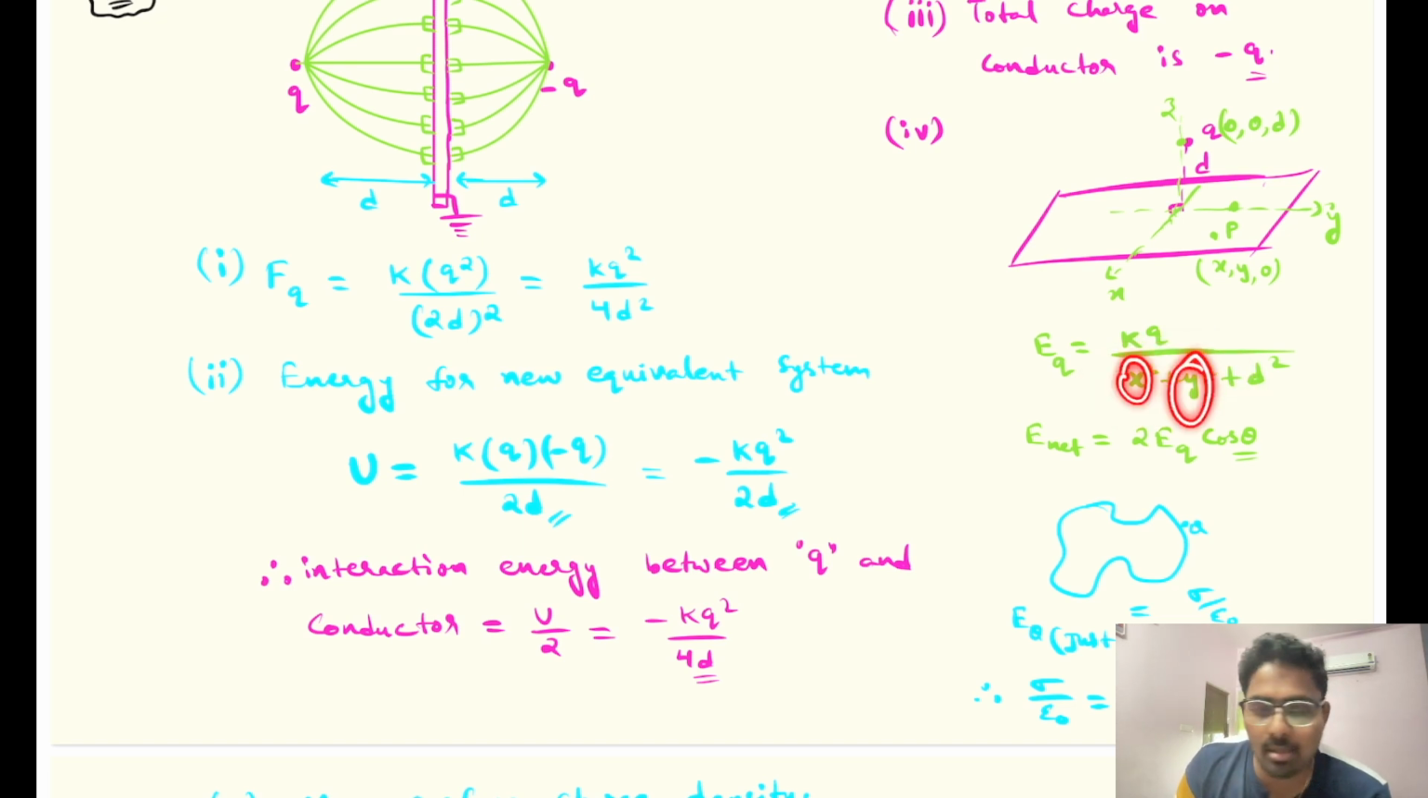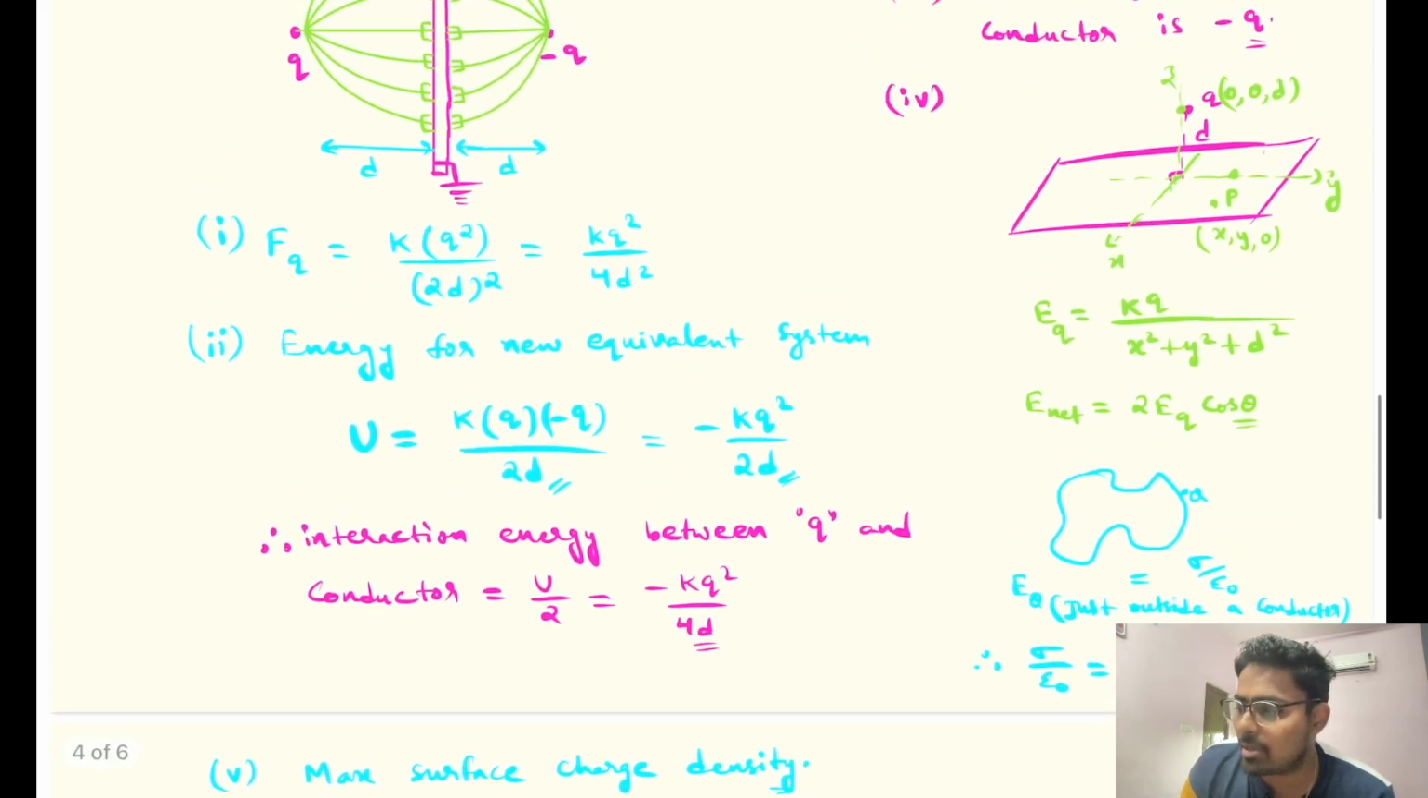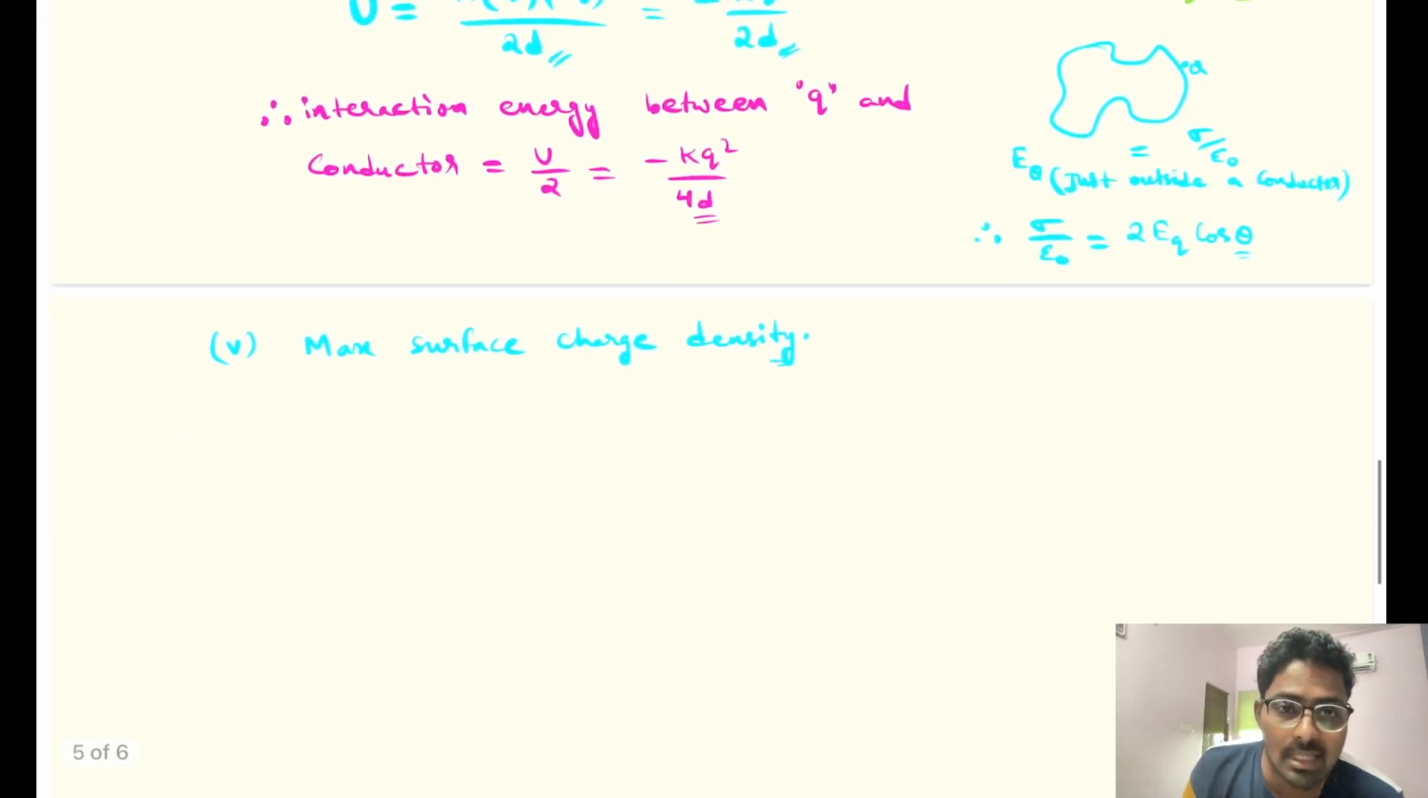Obviously, these are squares. What is the minimum value for a square? 0. So x and y are 0, which means it is the perpendicular drop point from the point charge. There the density will be maximum. So how to find the density over there? Let us find the net electric field over there.